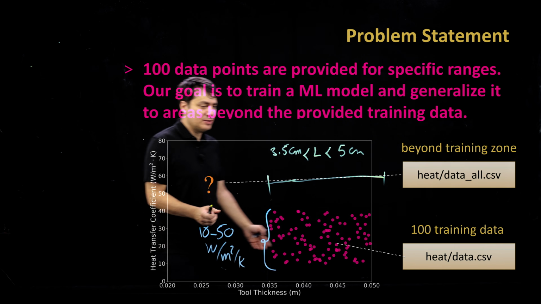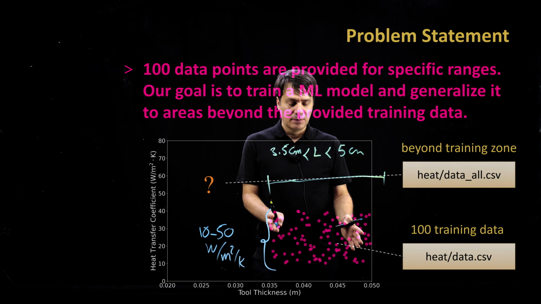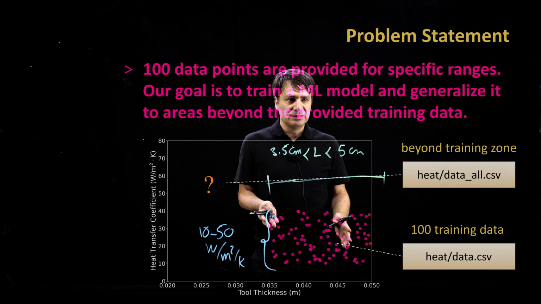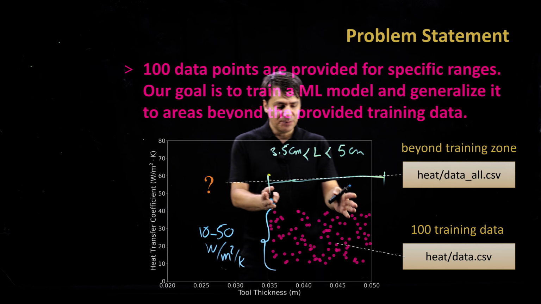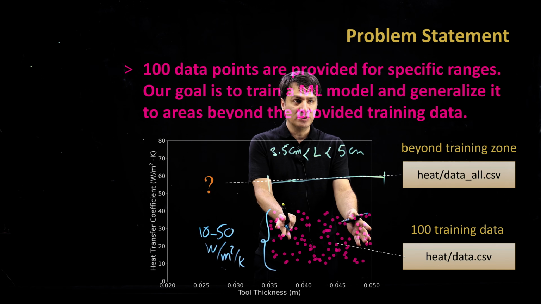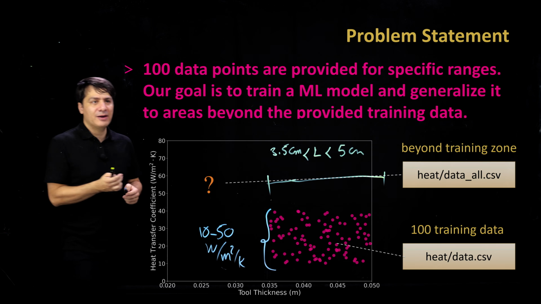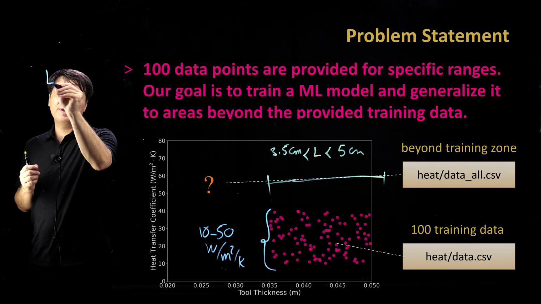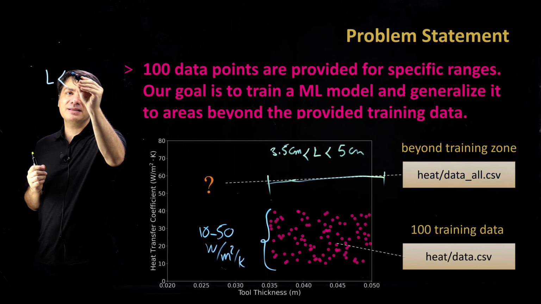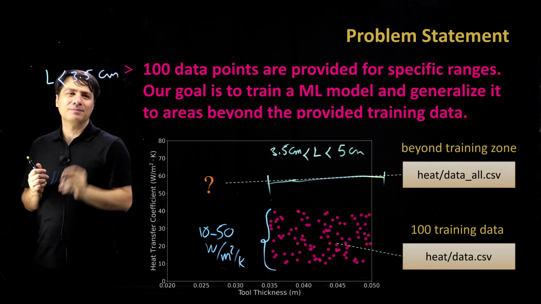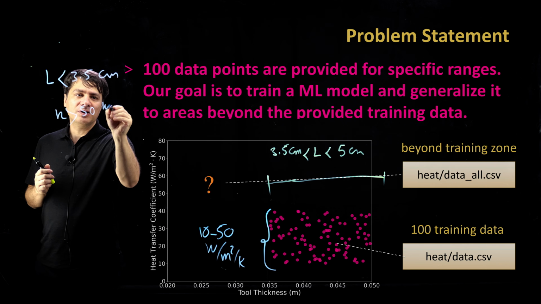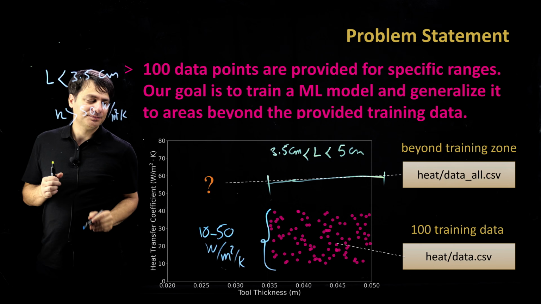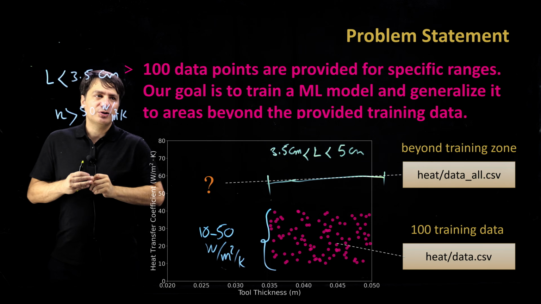So that's the area where you have the data. We want to predict the behavior outside of that zone. So you want to train a machine learning model based on the given data, and then extrapolate to the area where the tool thickness is less than 3.5 centimeters, or heat transfer coefficients are more than 50 watt per square meter Kelvin. So that's what we're trying to do.